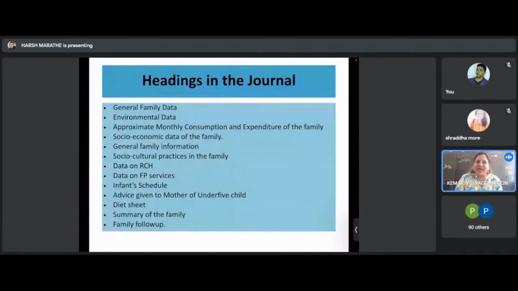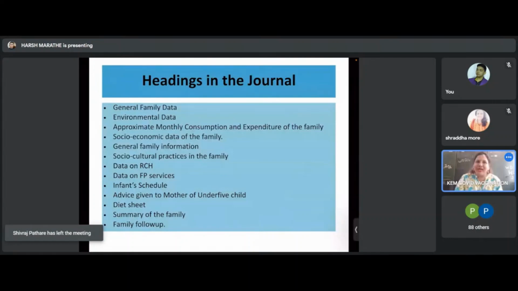Due to these myths and misconceptions, which we have to understand, the health of the concerned patient or the concerned family member is affected. Hence, it's very important for us to understand the socio-cultural practices in the family, and you have to ask and fill in the journal.